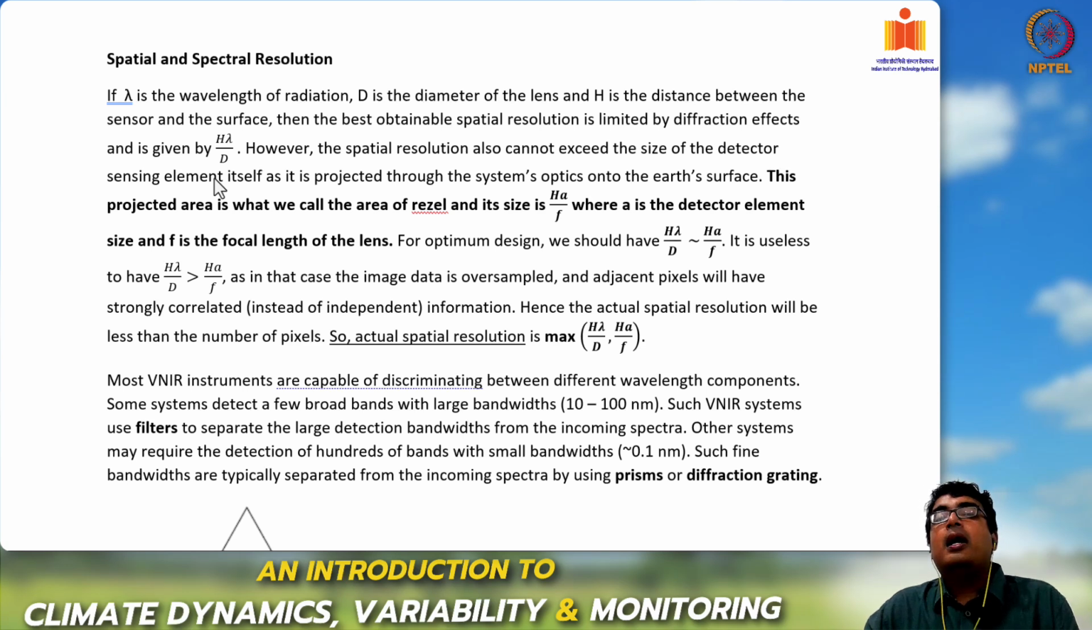Okay. However, this is not all. There is also a geometric resolution, in the sense that this can be explained in this way.